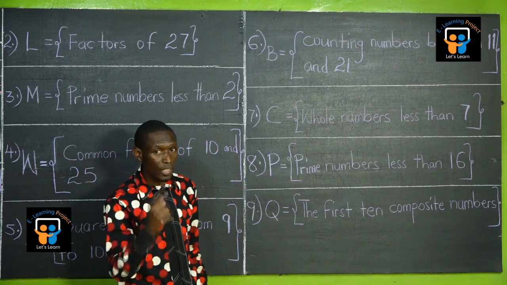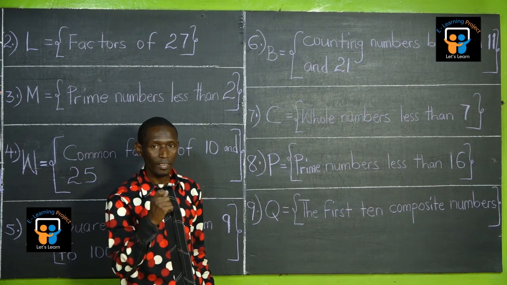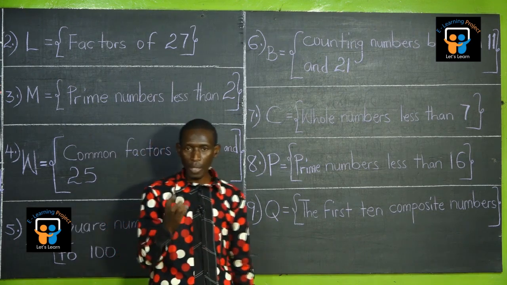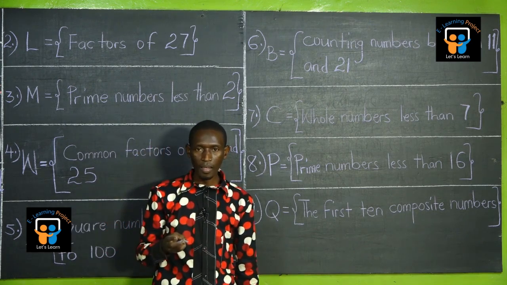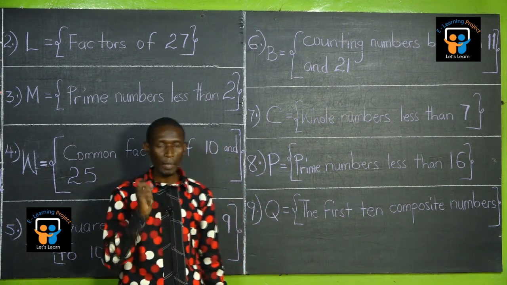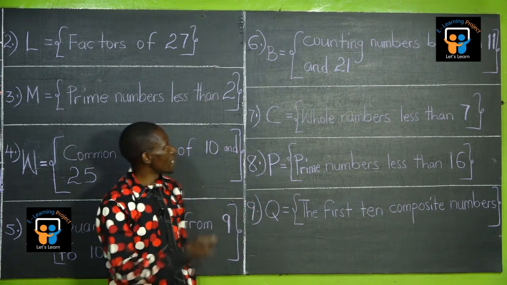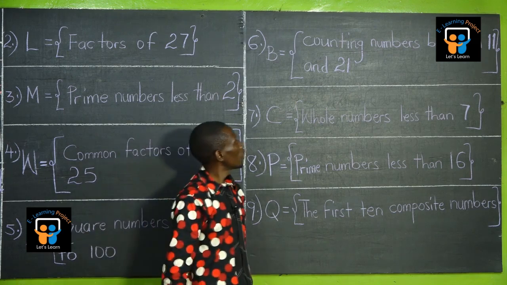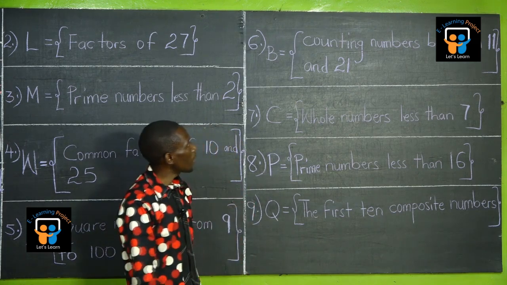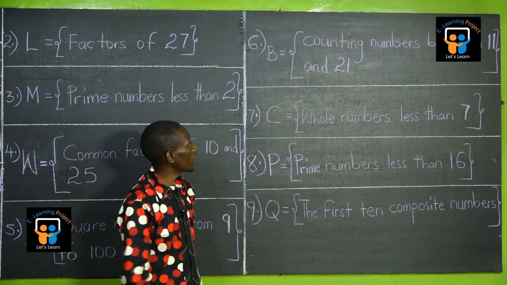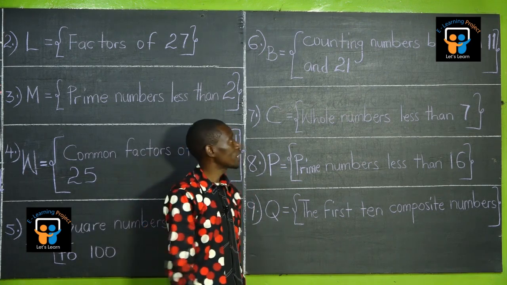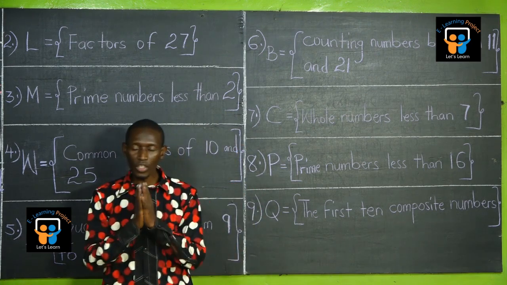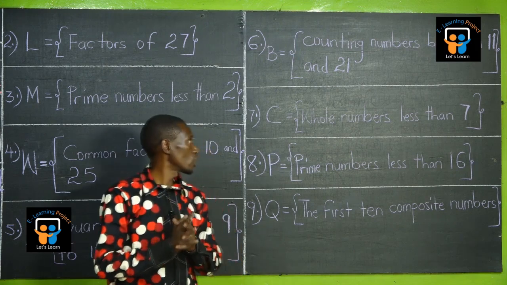So the first counting number is 1. I told you the first prime number is 2. Then the first counting number is 1. So we are going to give counting numbers between 11 and 21. When we say between, you are not going to include 11 and 21.